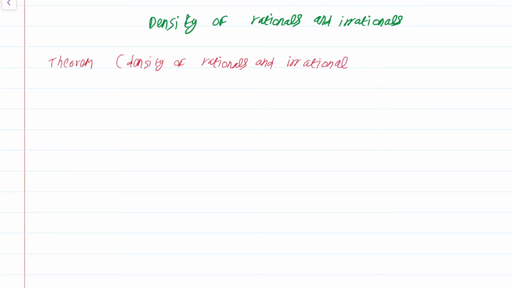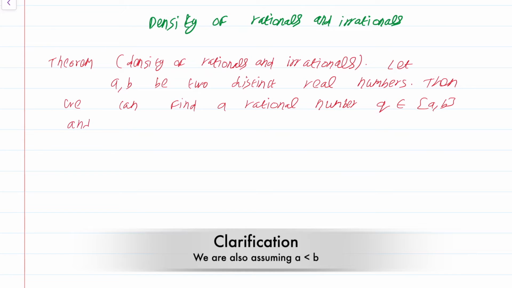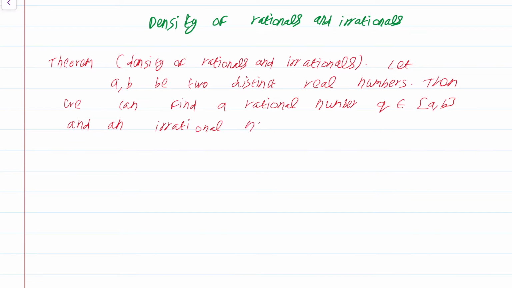What this theorem says is the following. Let a, b be two distinct real numbers. Then we can find a rational number q in (a, b) and an irrational number c in (a, b).